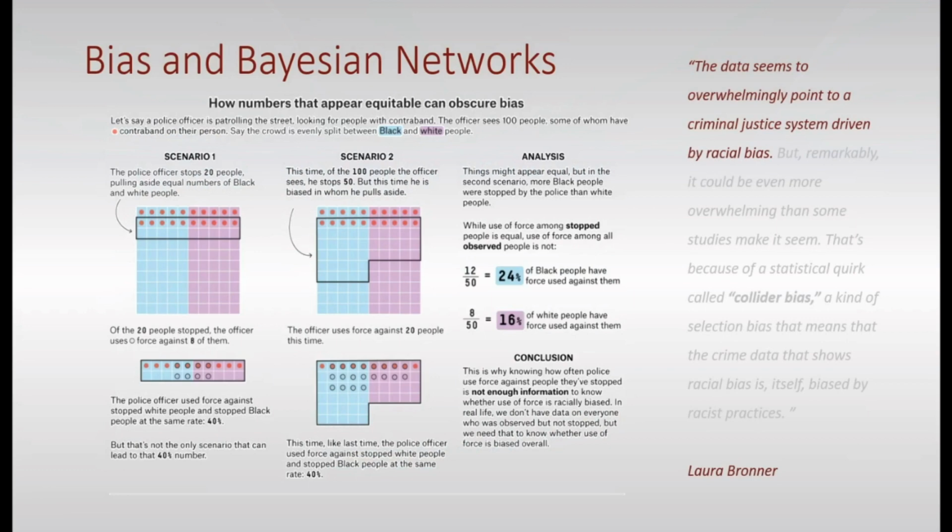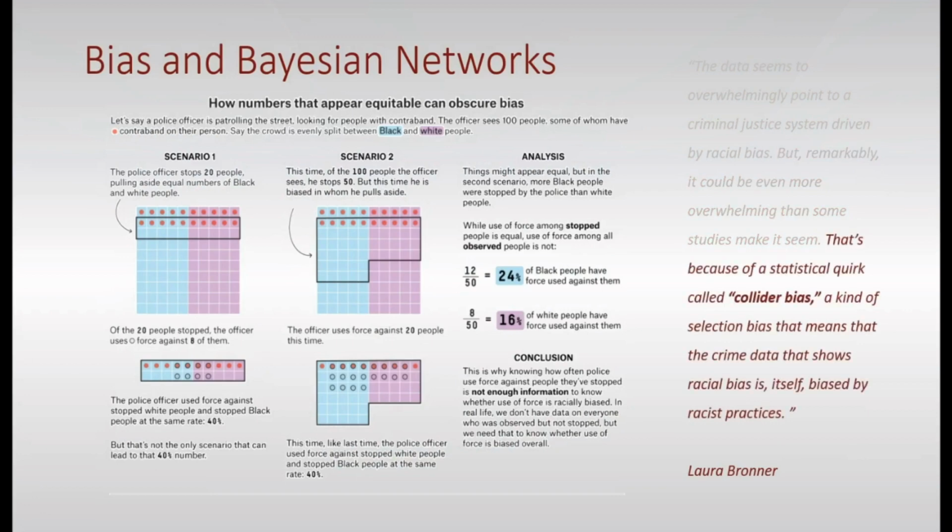But what she says at the end, and I'm going to just read her summary, is that the data seems to overwhelmingly point to a criminal justice system that's driven by racial bias. And she says, but more remarkably, it may be even more overwhelming than some studies make it seem. And that's because of a statistical quirk called collider bias, a kind of selection bias that means that crime data that shows racial bias is itself biased by racist practices.